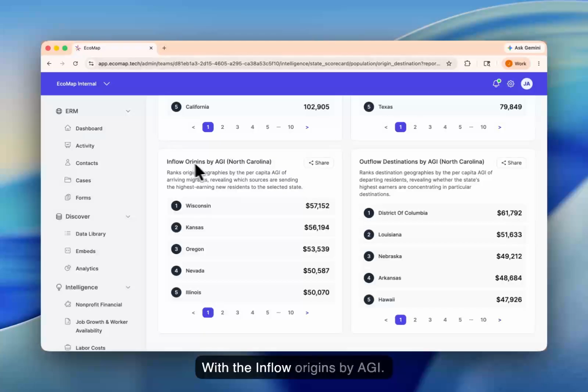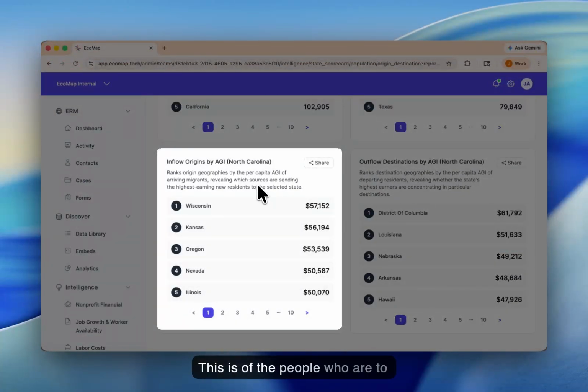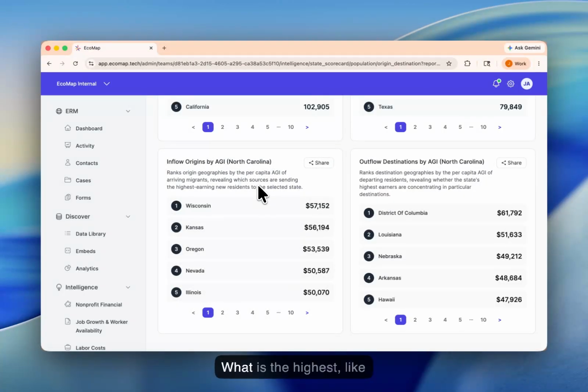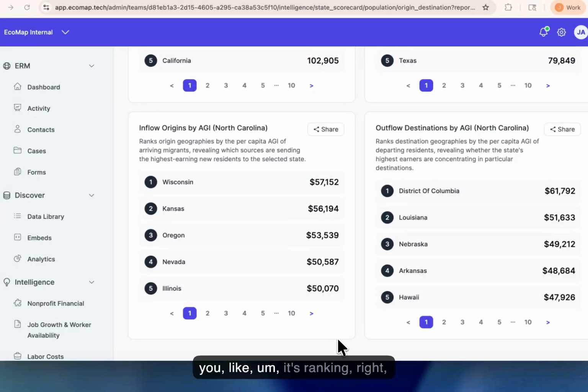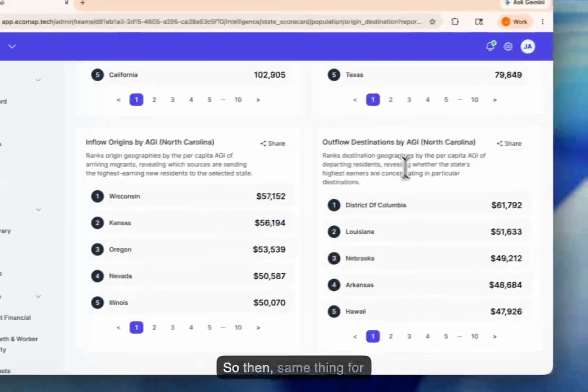With the inflow origins by AGI, this is of the people who are moving to North Carolina, what is the highest income of the people who are moving in? So this kind of can tell you where high-earning residents are coming from, regardless of how many high-earning residents there are. It's ranking, right, from Wisconsin. We had people coming in with an average of this income, whereas the people from Kansas coming in were averaging this income. So then same thing for outflow.